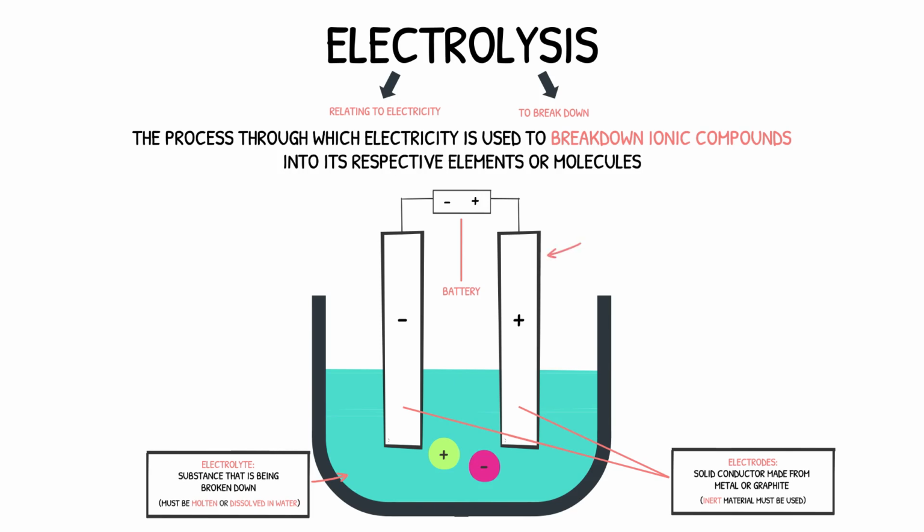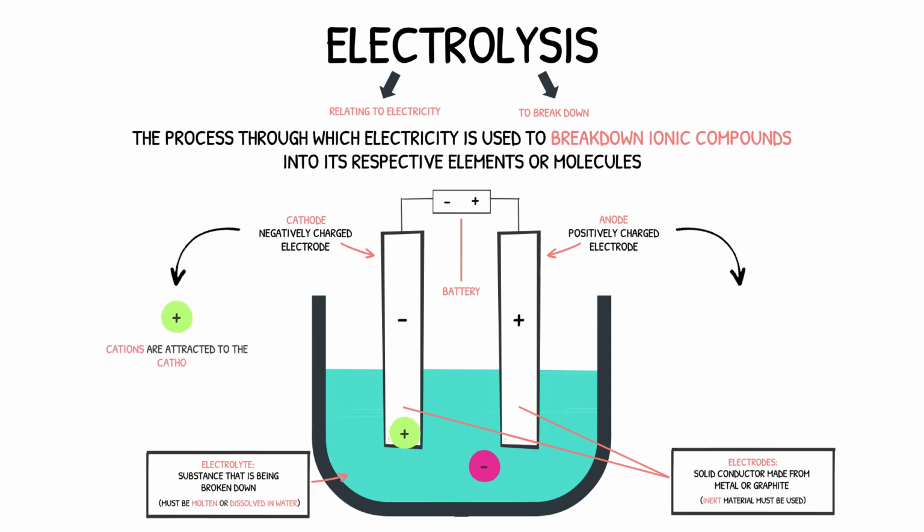This electrode will attain a positive charge. We call this electrode the anode. And this electrode will attain a negative charge. We call this electrode the cathode. The freely moving ions in the electrolyte are then attracted to the electrode of the opposite charge. So, the positive ion, or the cation, will be attracted to the cathode.